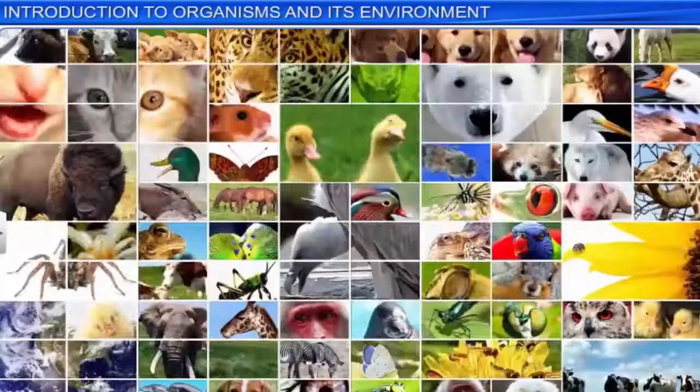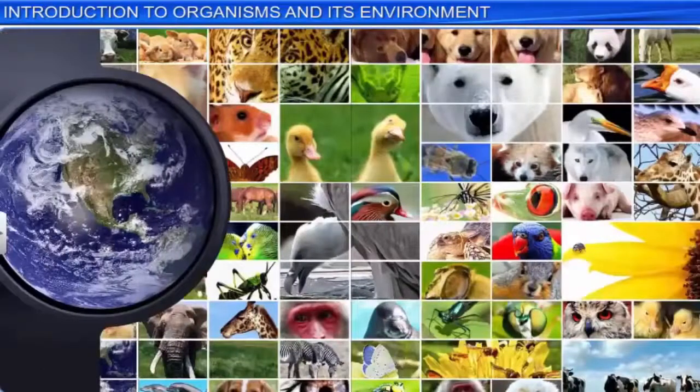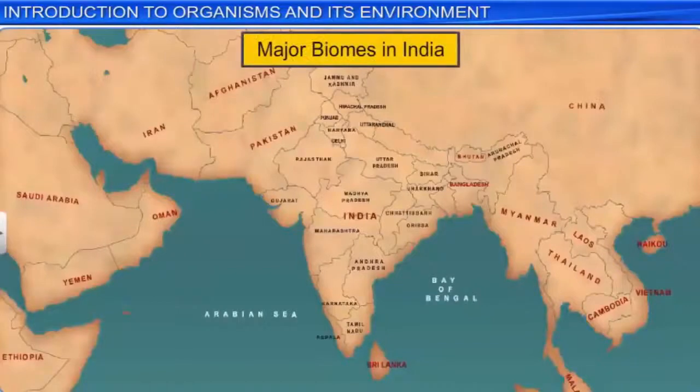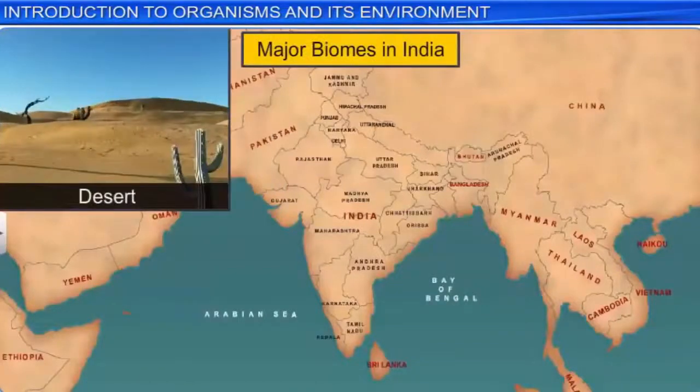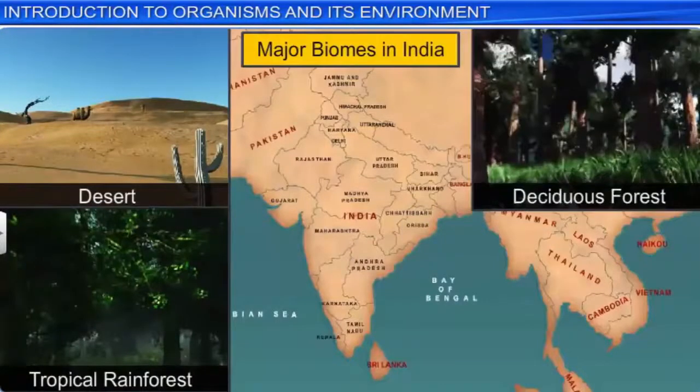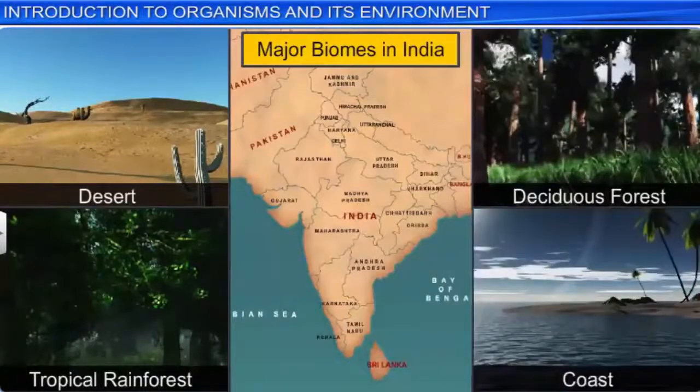The climate in the rainforests is so amicable that they are inhabited by nearly 40 to 75% of the world's species. It is believed that many new species of flora and fauna are yet to be explored in these rainforests. In India too, we find major biomes such as deserts, tropical rainforests, deciduous forests, and coasts.